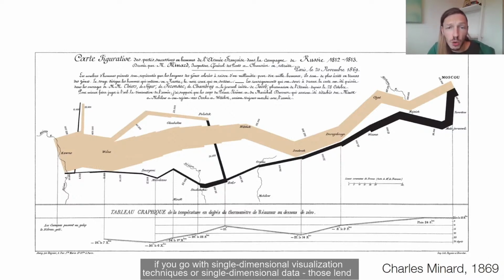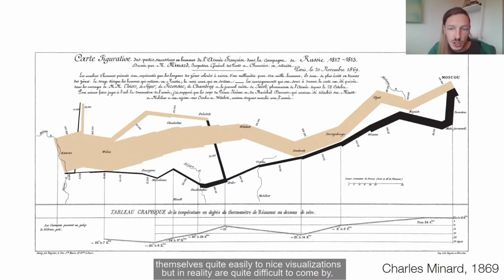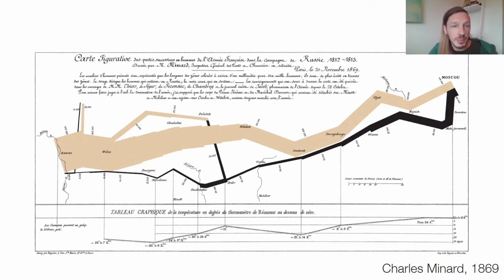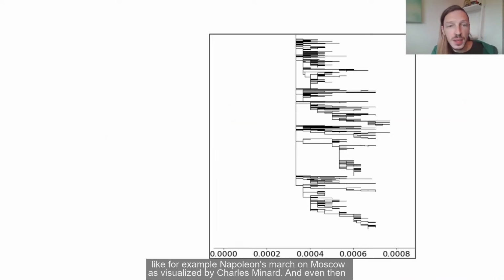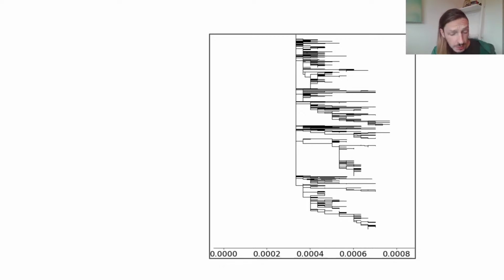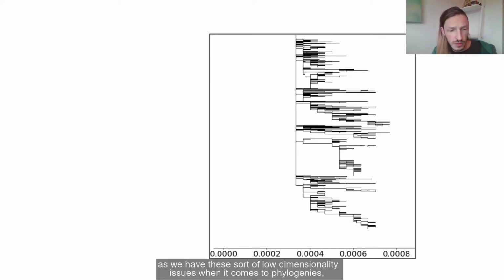But I would argue that if you go with single dimensional visualization techniques or single dimensional data, those lend themselves quite easily to nice visualizations, but in reality are quite difficult to come by, like for example Napoleon's March on Moscow, as visualized by Charles Minard. And even then, as we have these sort of low dimensionality issues when it comes to phylogenies, modern phylogenies actually have hundreds of samples easily.